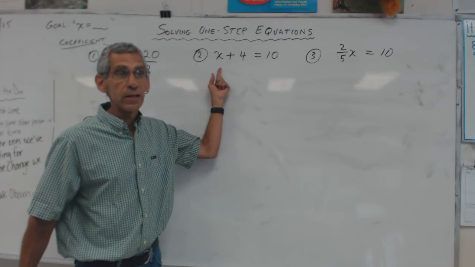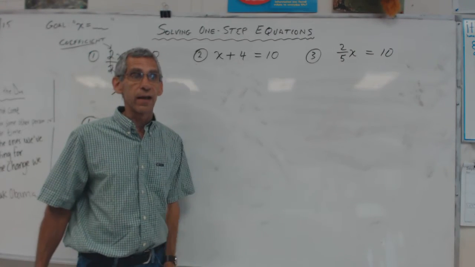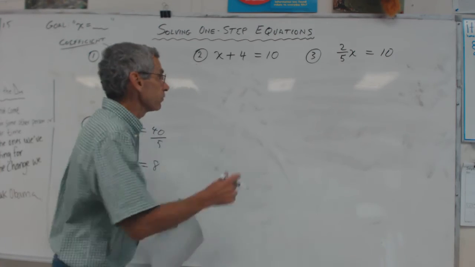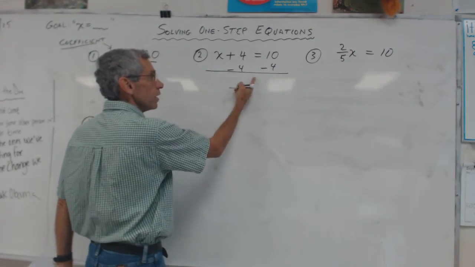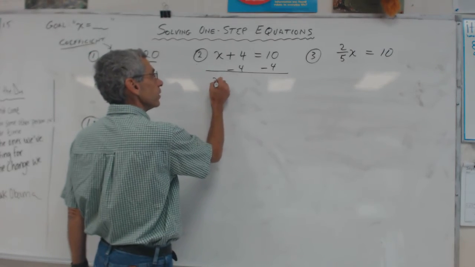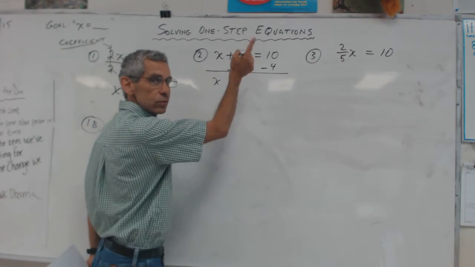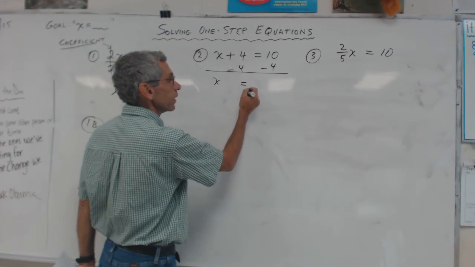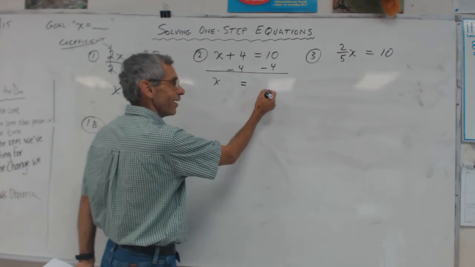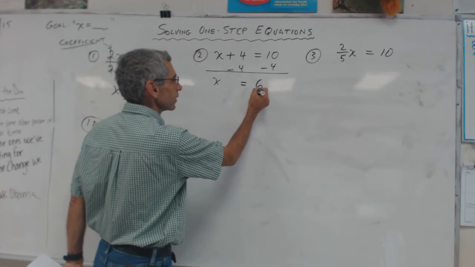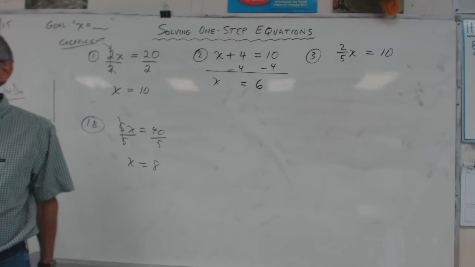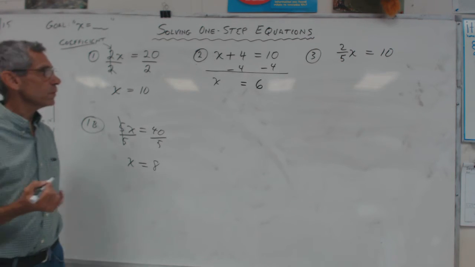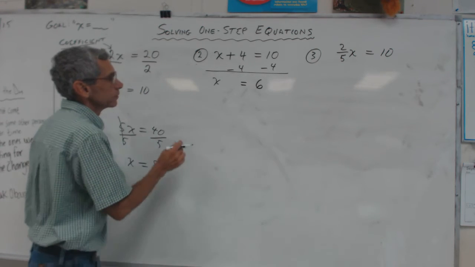Okay, somebody added 4 to my X. I want to undo that. How do I undo it? Subtract 4. Subtract 4 from both sides. I draw a line, and I have an X here. The 4 minus 4, that just crosses out. I don't need to write anything. And then I write my equal sign. And then 10 minus 4 is 6. Your X was 6. Piece of cake, right? Piece of cake.